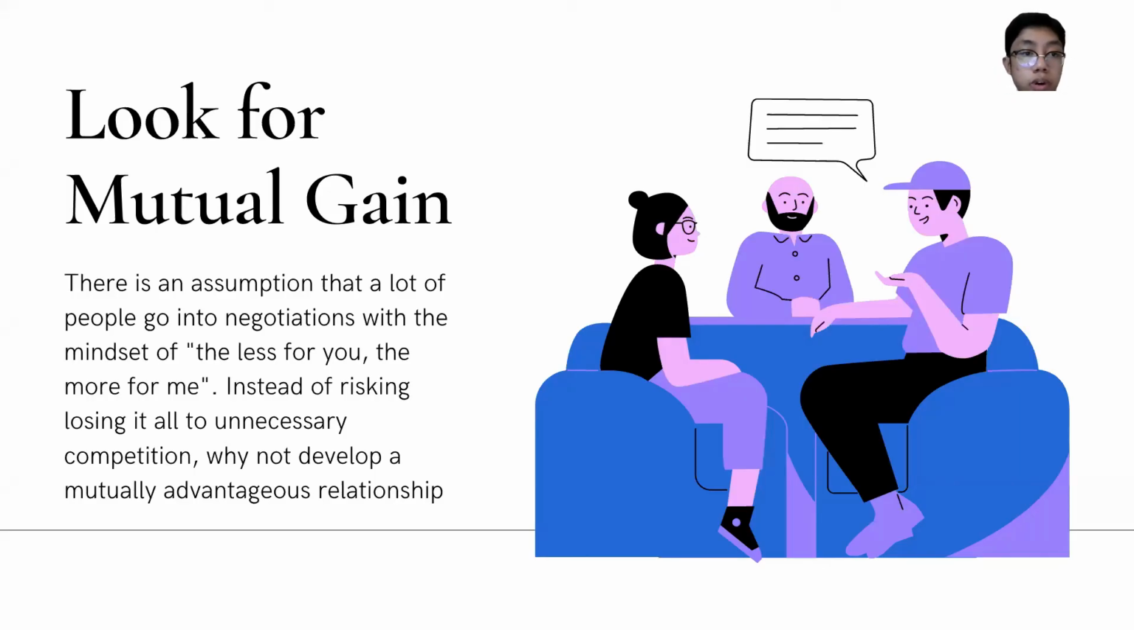So next up is look for mutual gain. And there are three methods that can help you accomplish that. Basically, it tells you to go into a negotiation with the mindset of the less for you, the more for me. So don't go into a negotiation thinking that only one can win and one has to lose. Instead, develop a mutually advantageous relationship that can help you both in the future by having the other cover you in the areas that you're lacking, and vice versa.